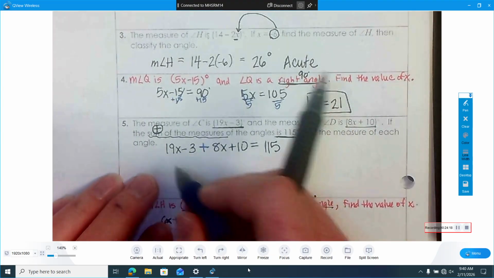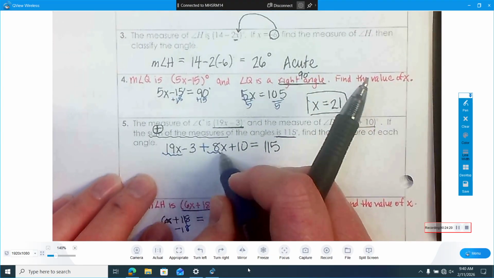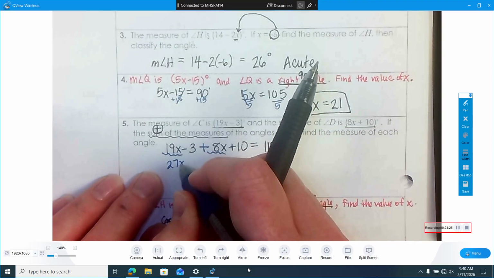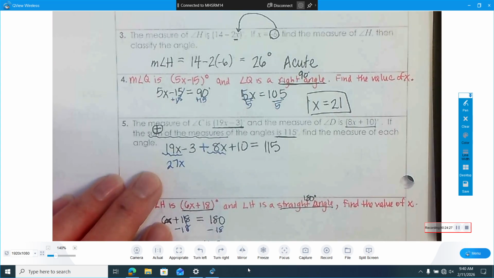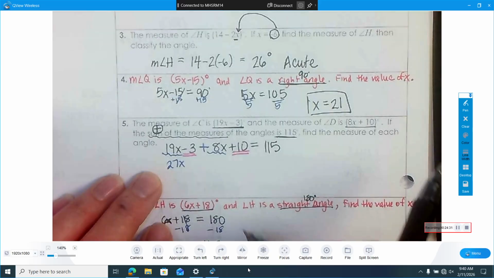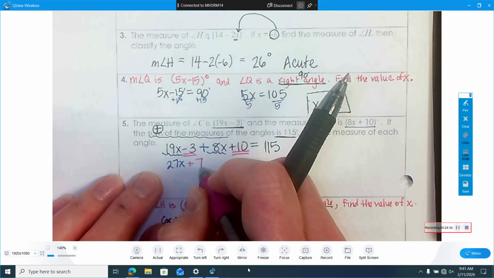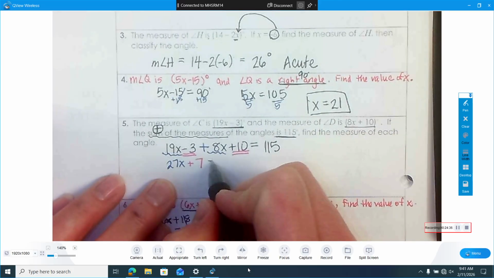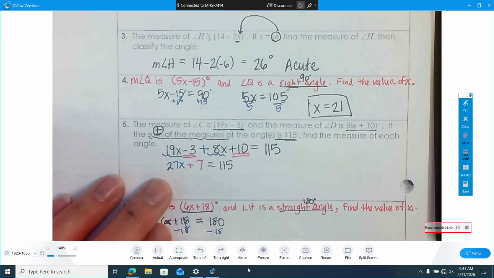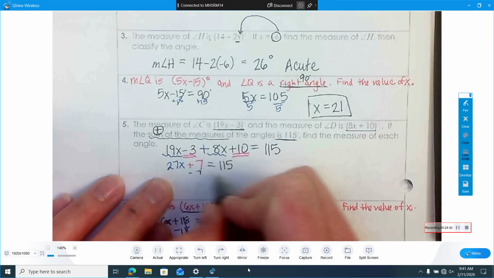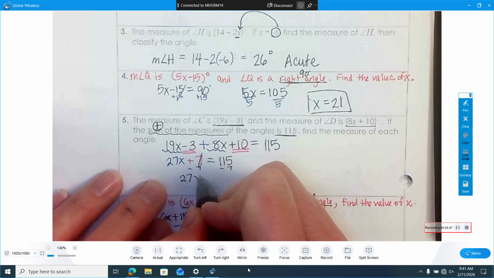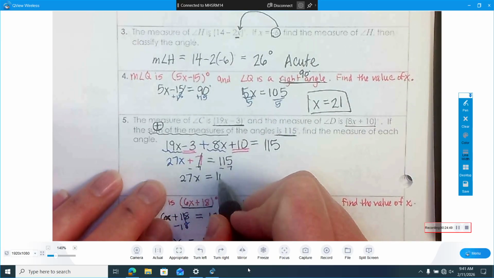Combine like terms. I love that. 19x's plus 8x's is 27x's. And then I have a negative 3 and a positive 10. Who wins? Positive by 7. Great. That equals 115. What should we do next? Subtract 7, subtract 7. So I have 27x equals 108.